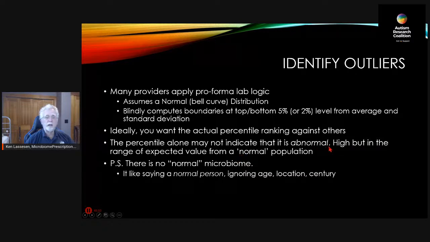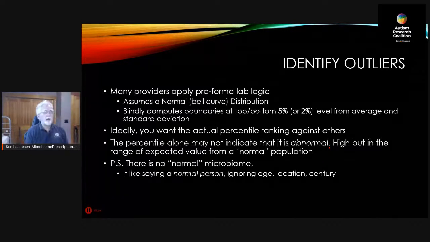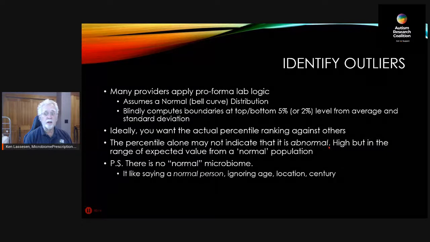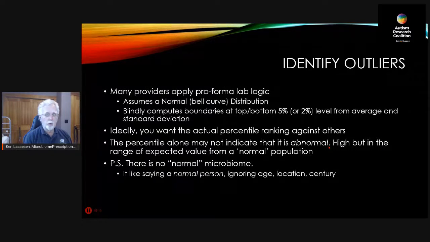Percentile alone may not indicate it's abnormal. You can be high, but still be in the range of a normal population. And keyword, there isn't any such thing as a normal microbiome. There is nothing. It's elusive. It's like saying, oh, what's the average American? Okay, what color? What is the skin color? How much does he earn, etc.? If you really go down to the definition of average American, they perhaps have 1.7 kids. So find me somebody with 1.7 kids. Doesn't work.